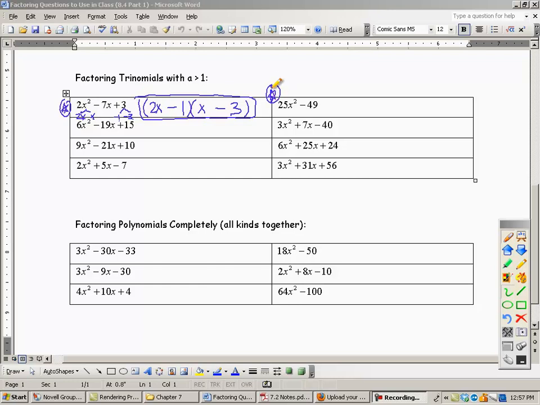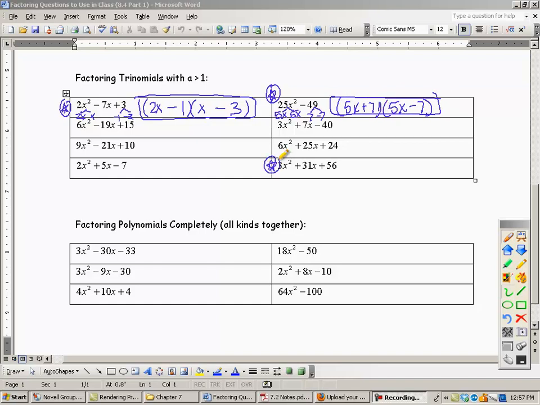This one is a difference of squares. 25 is a perfect square and 49 is a perfect square. And because there's only 2 terms, it's called a difference of squares. Well, 25 is 5 times 5, and we put an x with it because we have x squared. 49 is 7 times 7. Since it's -49, one of those has to be negative. So my factoring is 5x plus 7 and 5x minus 7. Okay? All right, last one I'm going to do.